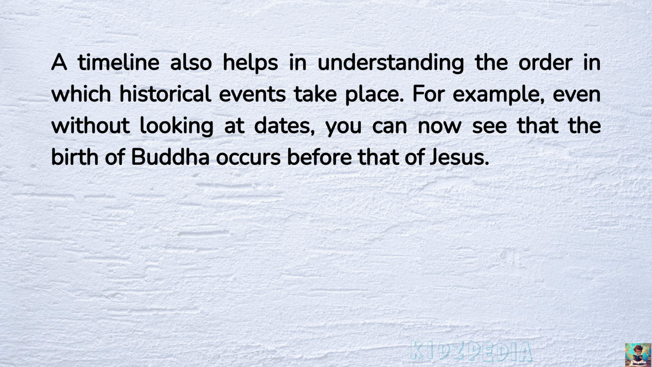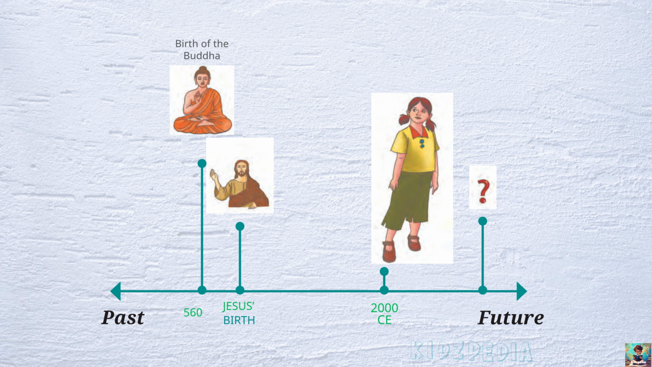A timeline also helps in understanding the order in which historical events take place. For example, even without looking at dates, you can see that the birth of Buddha occurs before that of Jesus. It shows which events happened first and which came later. In this picture, we can see that Gautama Buddha was born before Jesus, even without checking the exact dates.